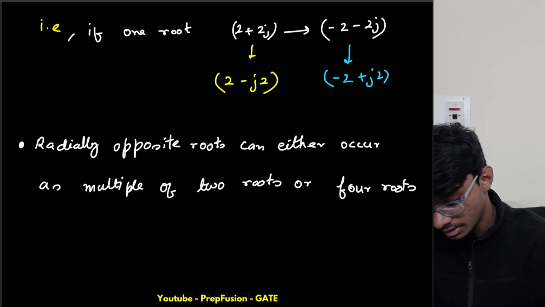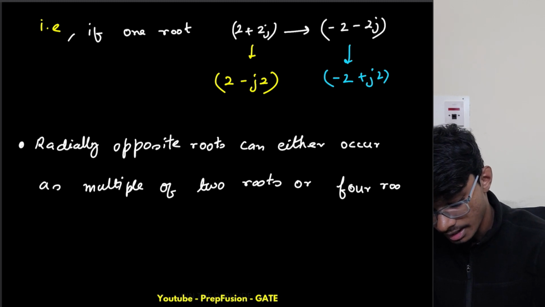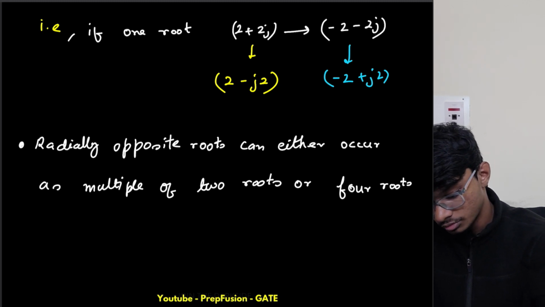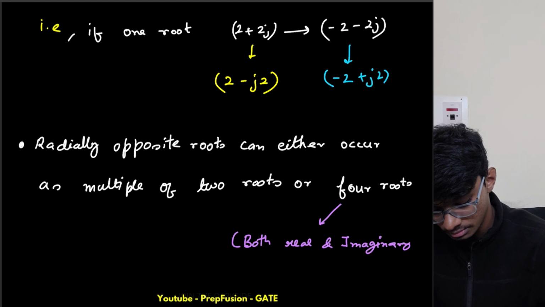When will 4 roots occur? 4 roots will occur when both real and imaginary components are present.